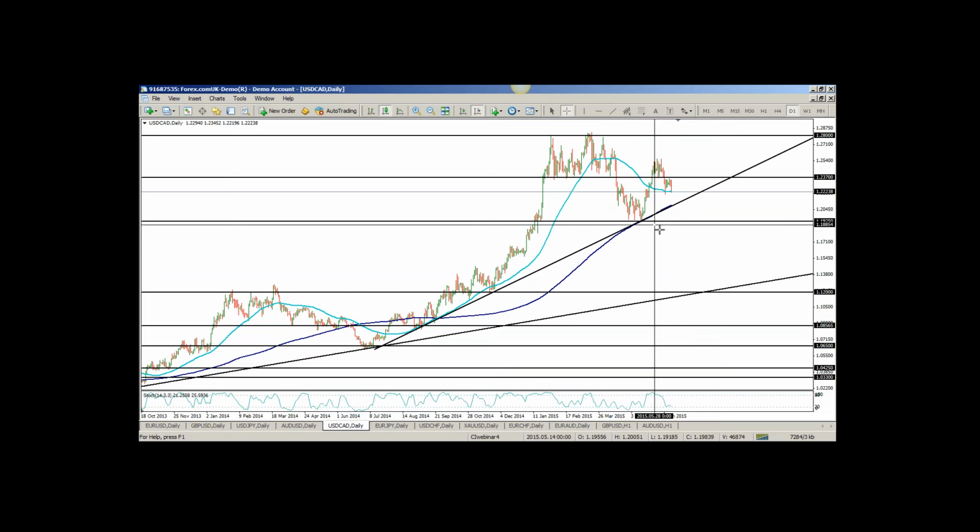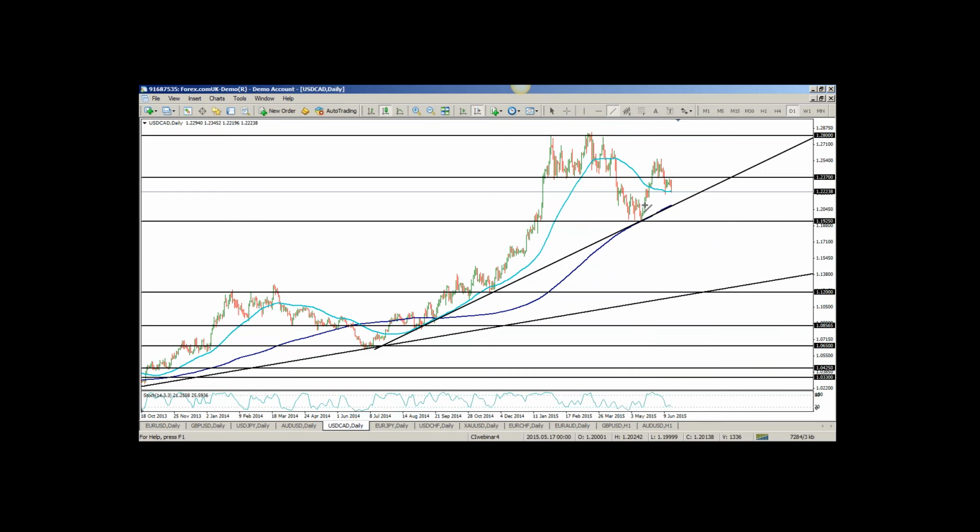Now, if we only had one of these factors, would it be as strong? My argument is no, absolutely not. So the fact that we have four different technical factors giving us support on the dollar Canada right here, does it mean that it will not drop down below this line? No, absolutely not. But it gives a better rationale, if you're going to go long on dollar Canada, that this is around the point at which to get long.